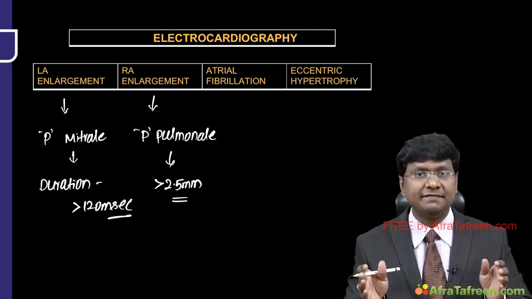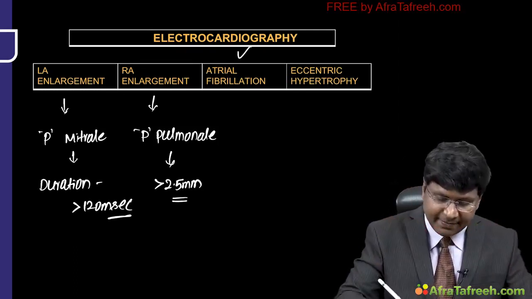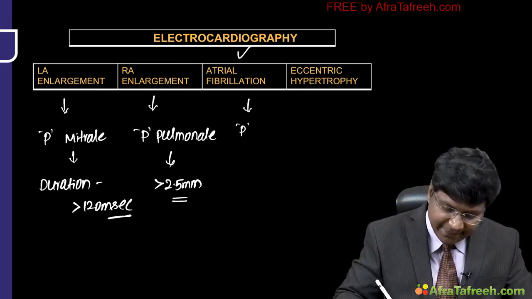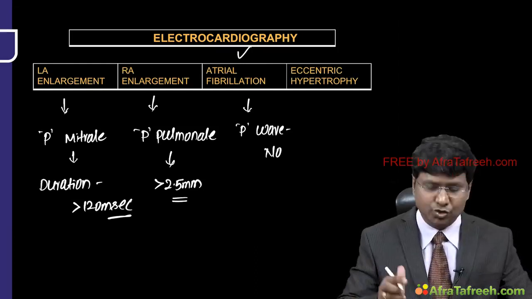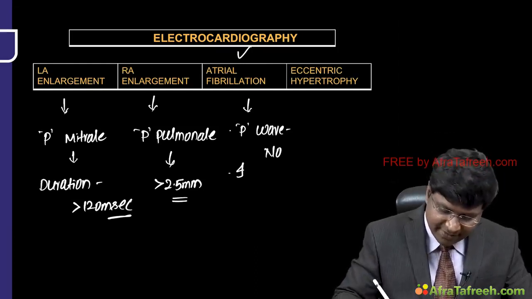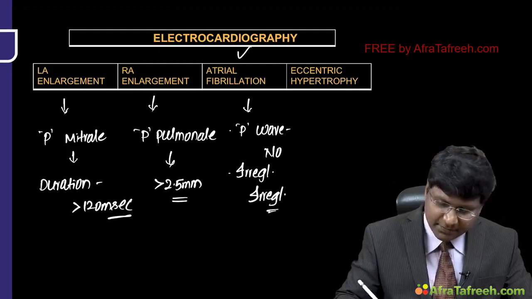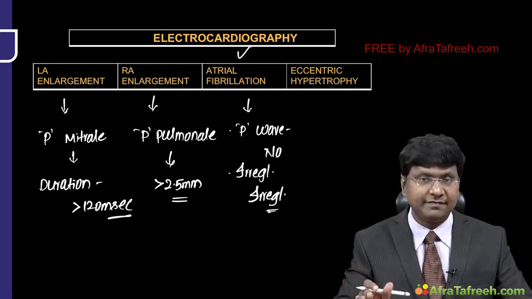Now, whenever there is left atrial enlargement, this enlarged left atrium will be arrhythmogenic, and thereby there will be development of atrial fibrillation. So here there will be an absent P wave. There is no P wave. And how will the rhythm be in these individuals? The rhythm will be irregular. So the rhythm is irregular, and there is no P wave in case of atrial fibrillation.